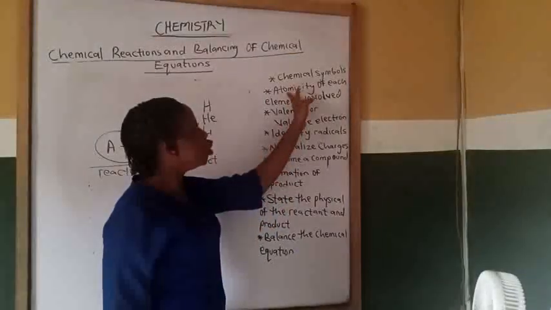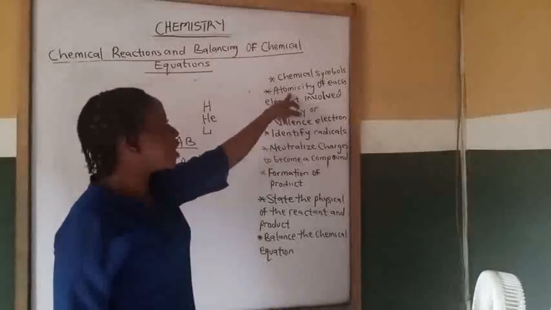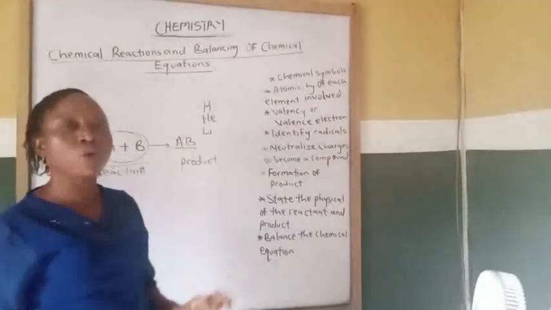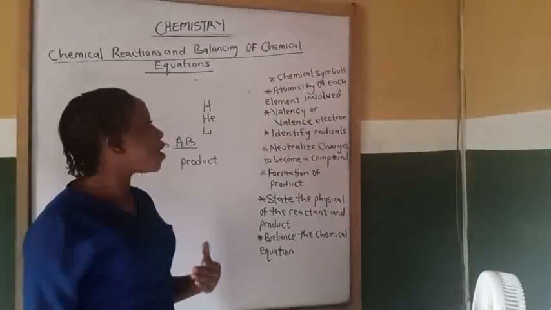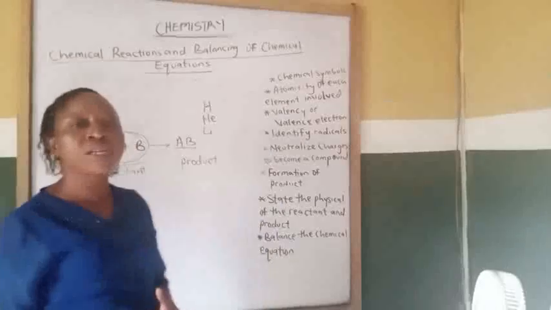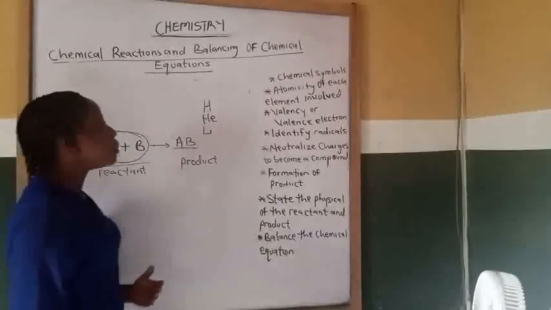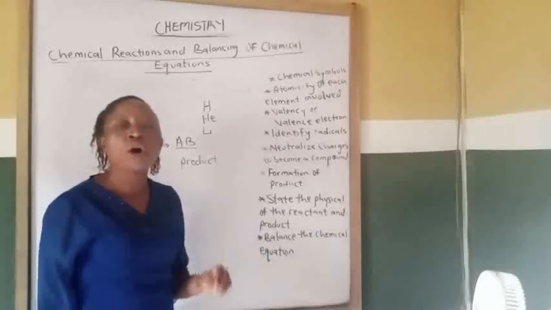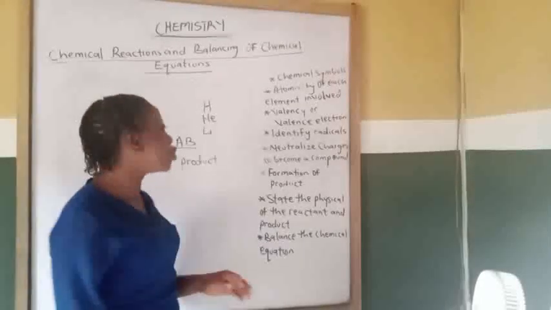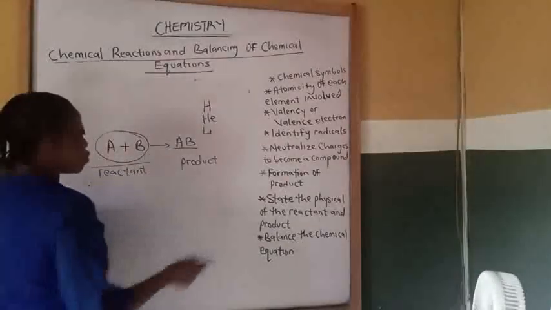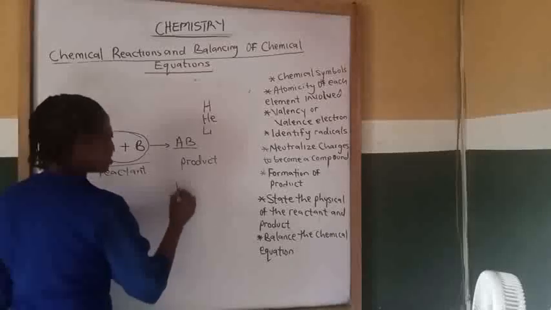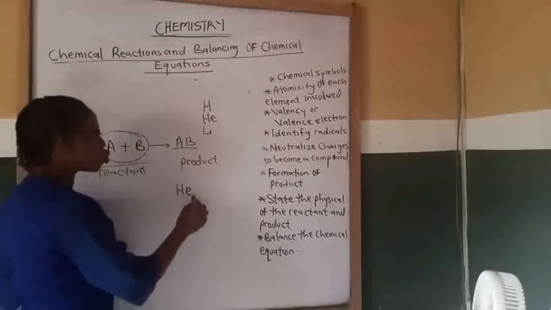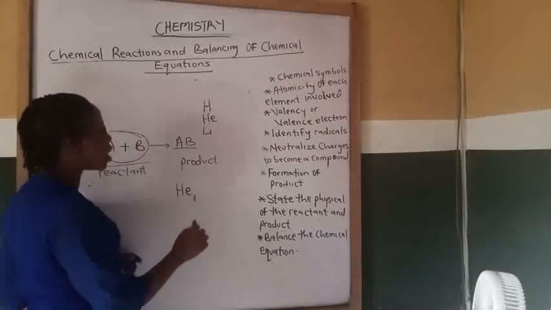So you must be able to write chemical symbols of different elements. Then number 2 is you must be able to identify or indicate the atomicity of each element involved during the chemical reaction. Then we have 4 classes of atomicity. Number 1 is monoatomic. All atoms of noble gases are monoatomic. An example of an atom of a noble gas is helium. So helium is monoatomic. Mono means one, but the subscript 1 is usually omitted.